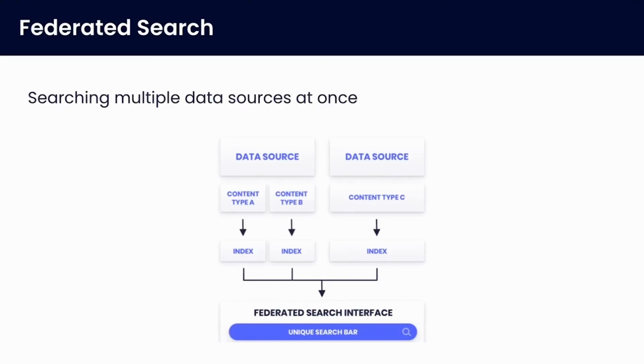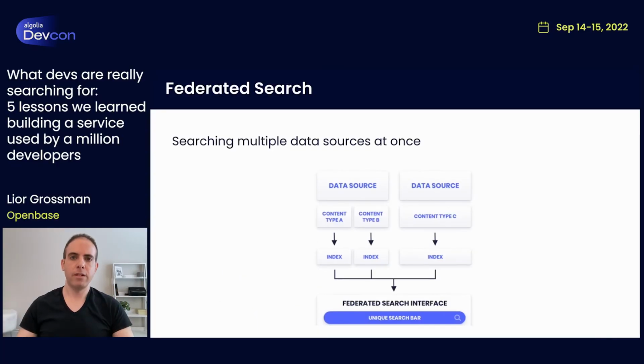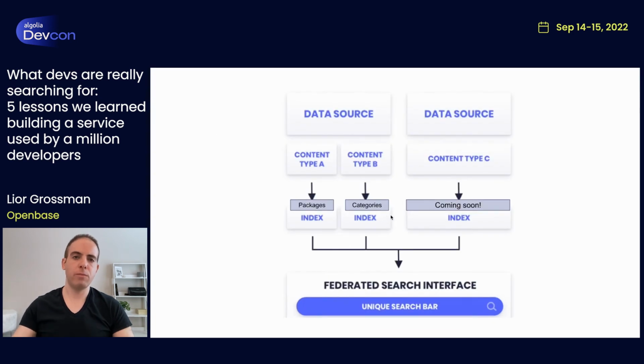So I want to tell you a bit about how we provide these search results to users in terms of providing both packages and categories at the same time. We use a technique that is called federated search. Federated search means we're searching two indices, two data sources at the same time. So at Openbase, every time you're doing any kind of search query, like charting, for example, we're searching the packages index alongside the categories index. So you get both category results and package results.